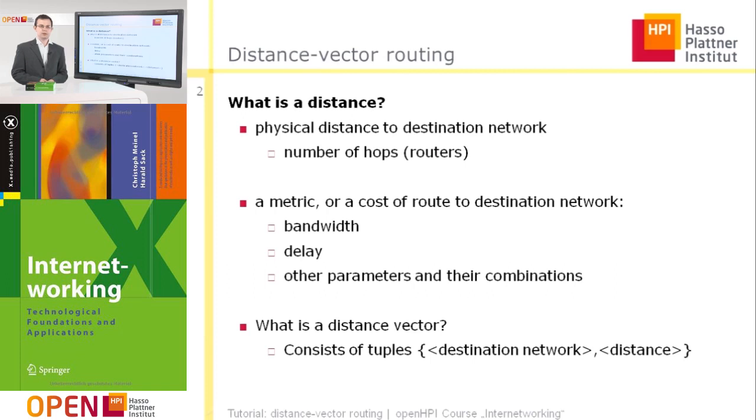In using the distance vector routing protocol, each router stores a distance vector which consists of tuples destination, distance, where for each destination network the router saves the distance. And the routers running the distance vector routing protocol exchange their distance vectors, and therefore they receive information about all destination networks available in the network.